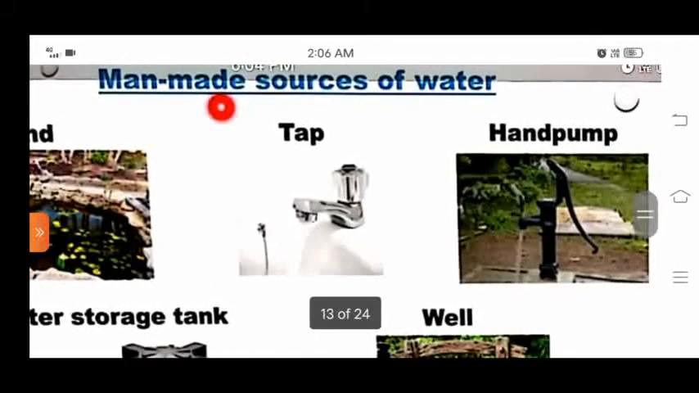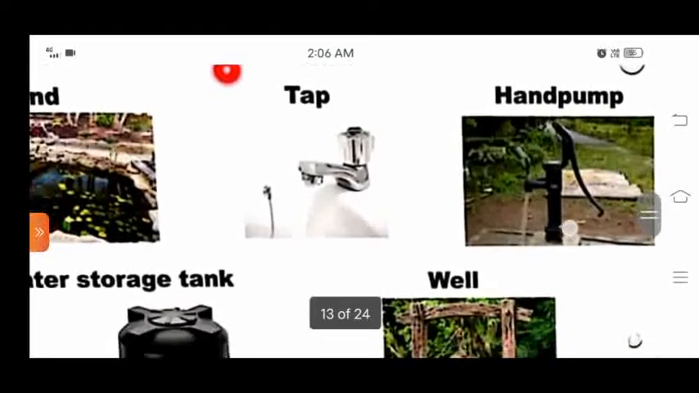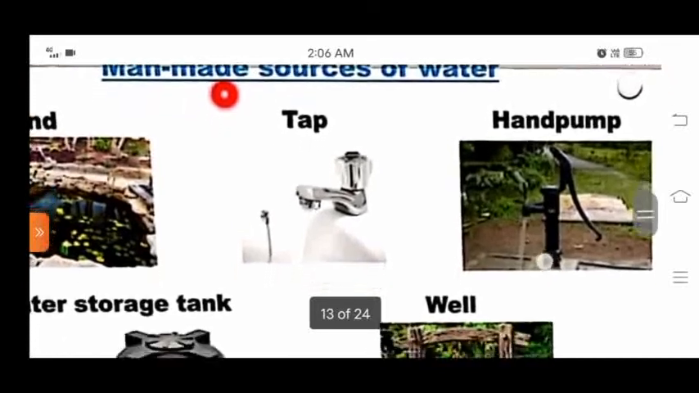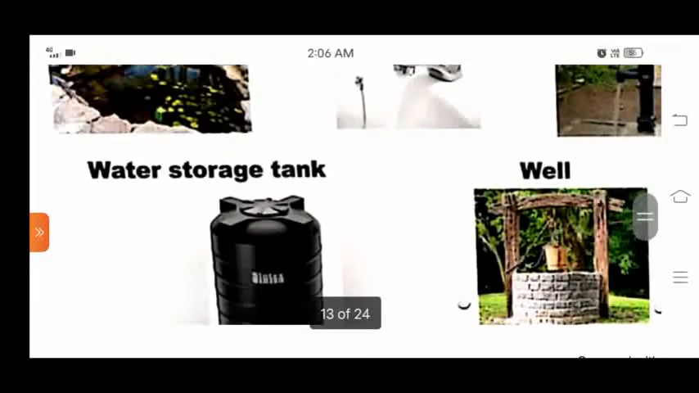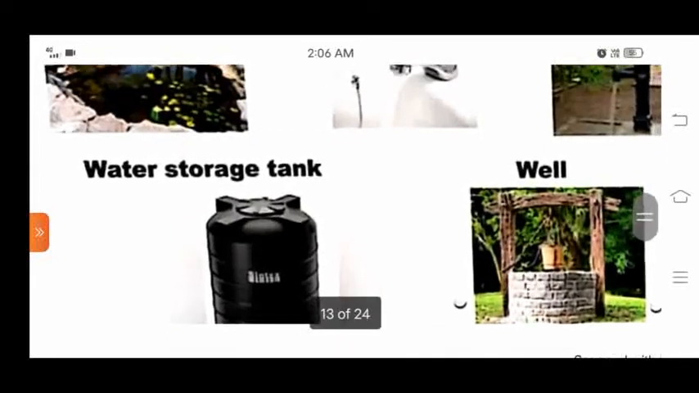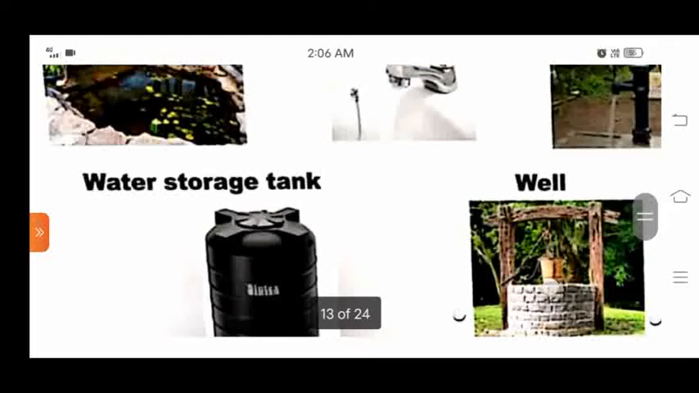Hand pump, this is a hand pump. The rainwater that gets collected deep under the ground is called underground water. This water is taken out through hand pumps, wells, tube wells, etc. This is the water storage tank. Mostly nowadays everyone's house has this type of water storage tank. So these are the man-made sources of water.